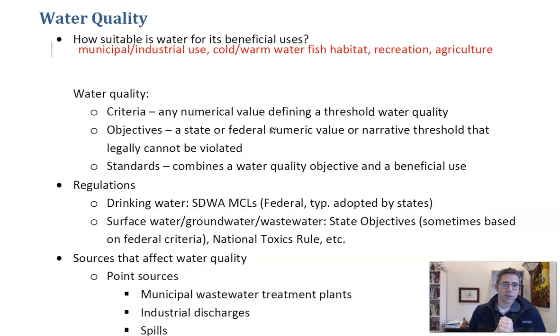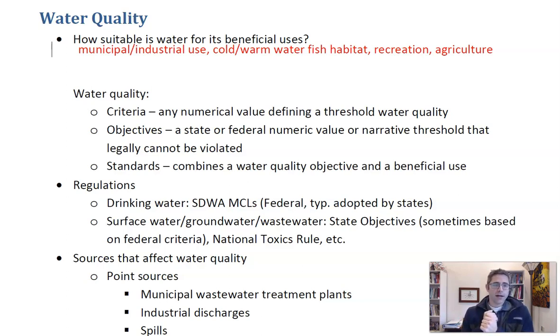Then there's objectives, which are state or federal numeric values or narrative thresholds that legally cannot be violated. So if the state of California or the federal government adopted that 10 milligram per liter as N threshold as a water quality objective, now if you exceeded that criterion, you would be in violation of the law. So criteria is just a number. The objective is we're going to take that number and we're going to make it some sort of law. And in the case of nitrate, that has happened at the federal level, and then also states have adopted as well.